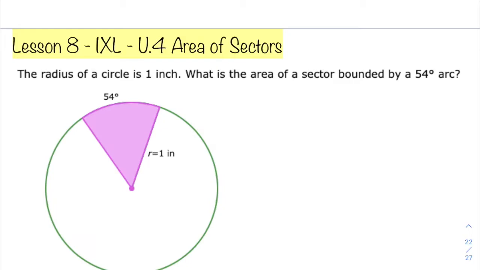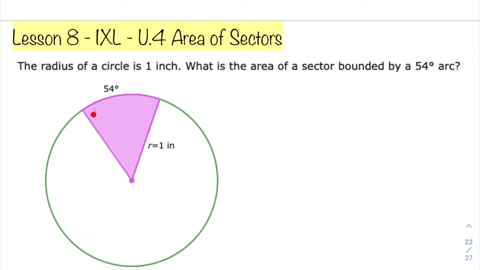It is IXL assignment U4, area of sectors. So the area of a sector, this right here is what we call a sector. It's shaded in this particular diagram. It is like a slice of pizza. So think about it as the area of all of what's in here. So it's a smaller portion.